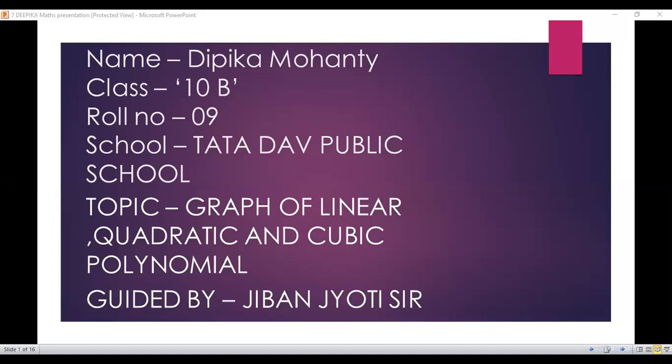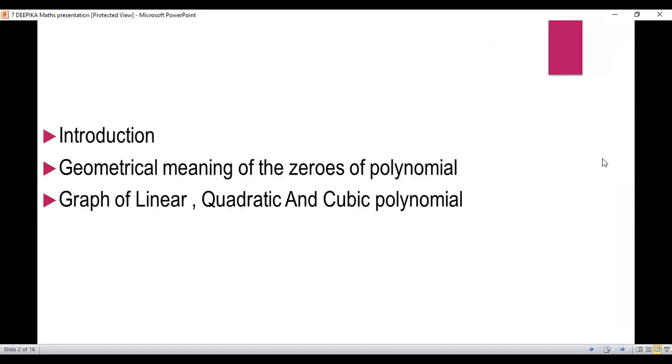Respected principal sir, dignified teachers, and my dear friends, good afternoon to all. Myself Deepika, and today I am going to present to you the topic graph of linear, quadratic, and cubic polynomials. So please next slide. Before telling about the graphs of linear, quadratic, and cubic polynomials, I will tell about what a polynomial is. So next slide.